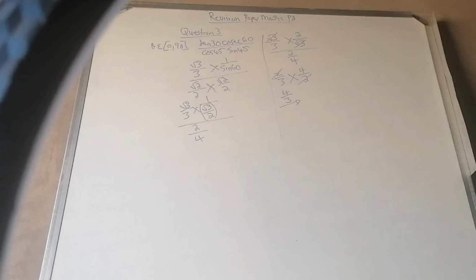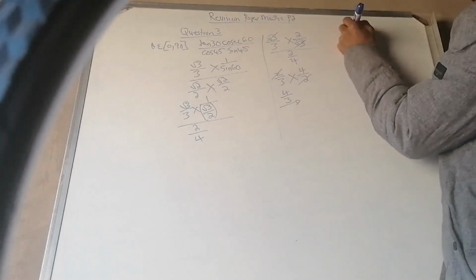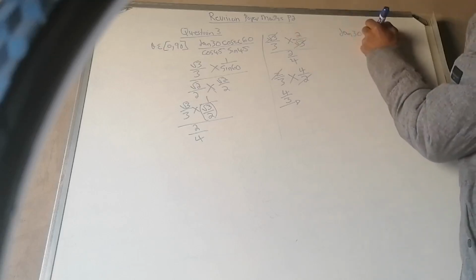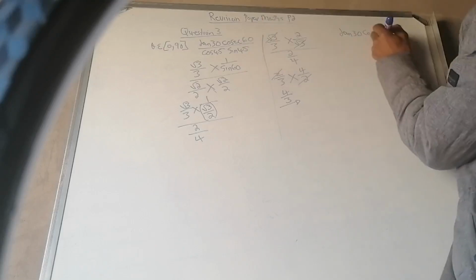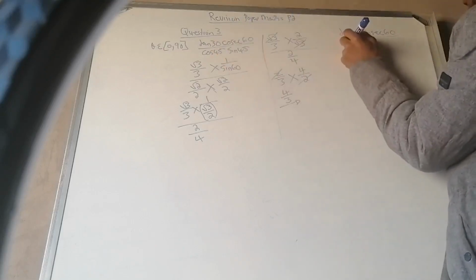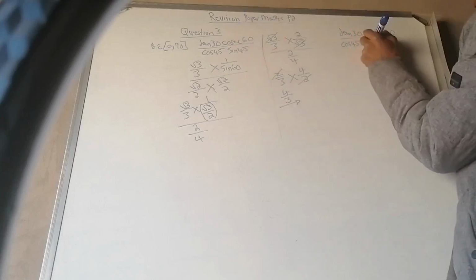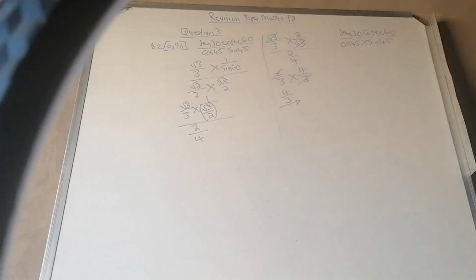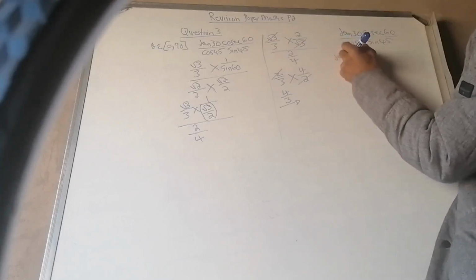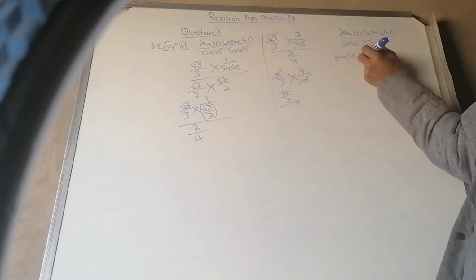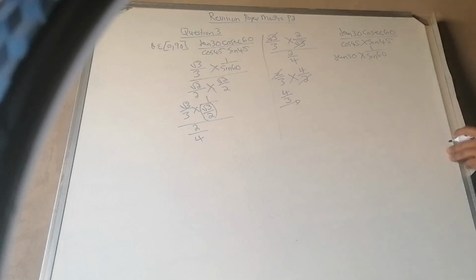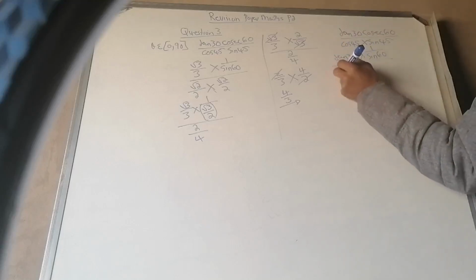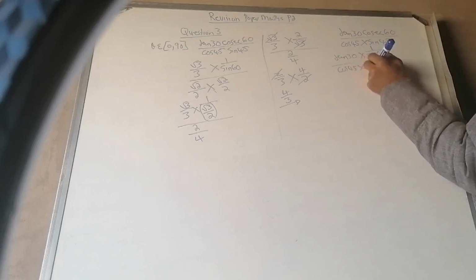Let me check by calculating. The original problem is tan of 30 times cosec of 60, divided by cos of 45, multiplied by sine of 45. I know the calculator has a cosec, but I know cosec is 1 over sine. So tan of 30 multiplied by 1 over sine of 60, divided by cos 45 times sine 45.